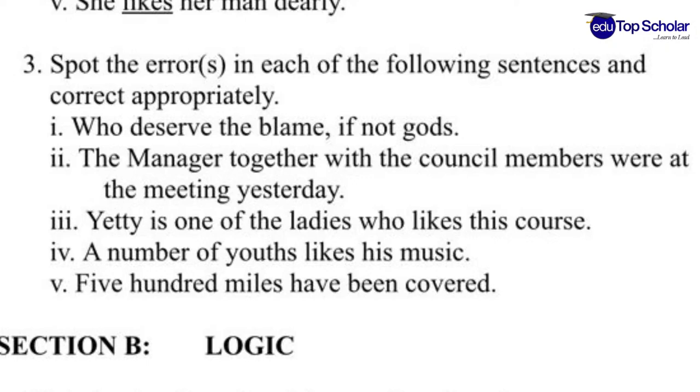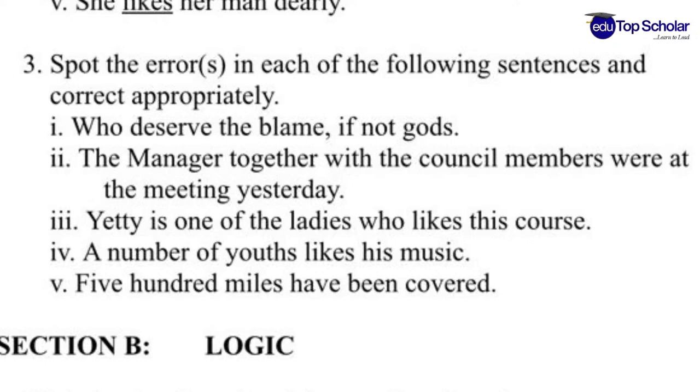Now, we have 2 sentences there. Don't forget, it is a complex sentence. 2 clauses, one main clause, one subordinate clause. But the 2 sentences would be like, Yeti is one of the ladies, which means some ladies like this course. Some ladies like this course, and Yeti is one of them. So we are going to treat the subject as a plural subject, and a plural subject will take a plural verb. A plural verb does not have an S with it, so Yeti is one of the ladies who like this course. That is the correct version of the sentence.